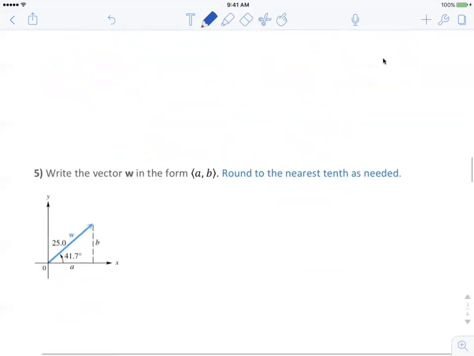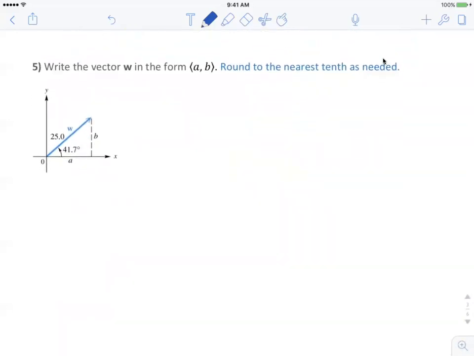Moving along. No reason to stop now. We got this picture. We have this vector W, and it says right in that form <a, b>. Basically, it's the same thing. Find the horizontal and vertical components, and then just plug them into that vector form using those little triangular bracket things, right? But we have the angle and we have the magnitude of W.